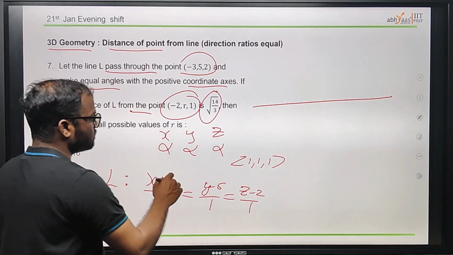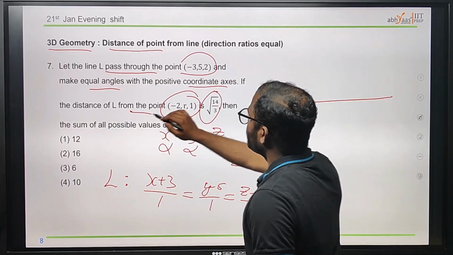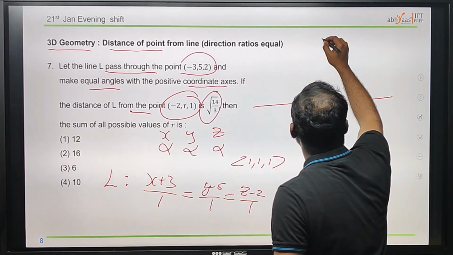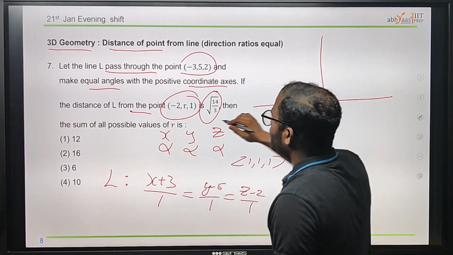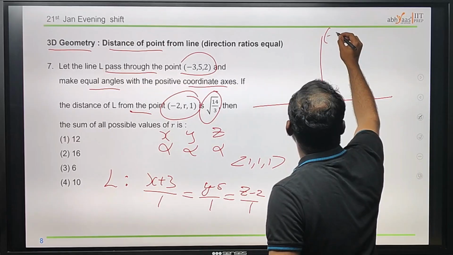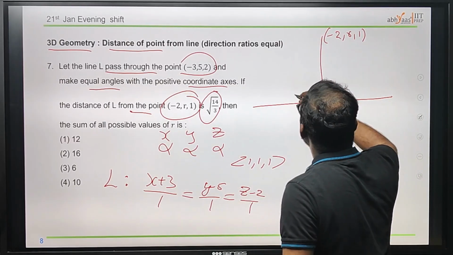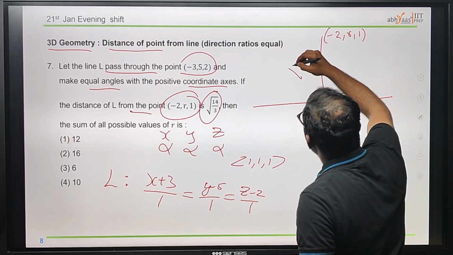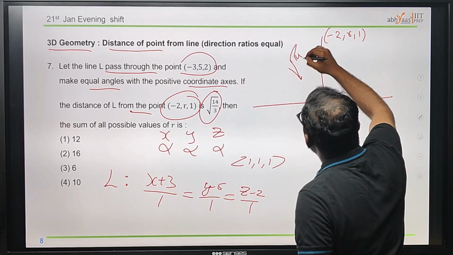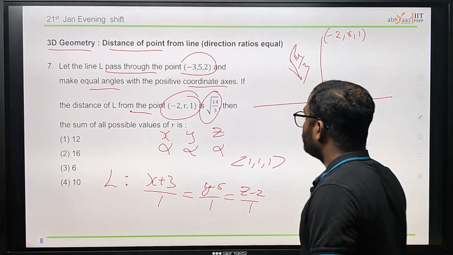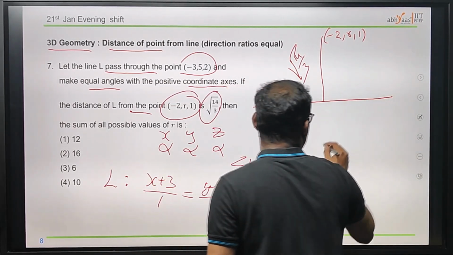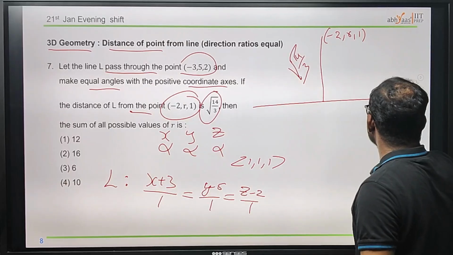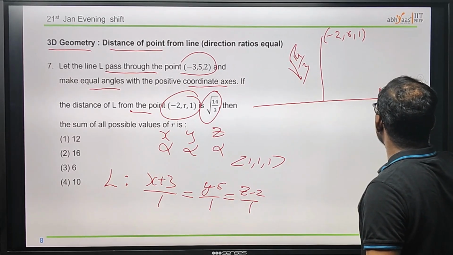Also given is the distance from L, from this point (-2, r, 1), which is under root of 14 by 3. This is the one they gave. Now we have to find, and we also have the direction ratios as 1, 1, 1.